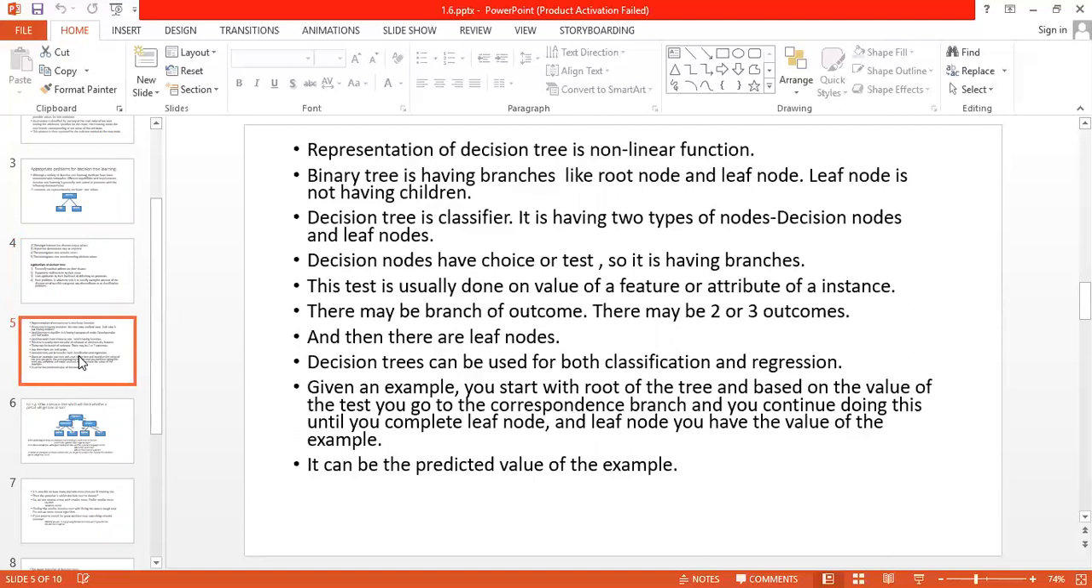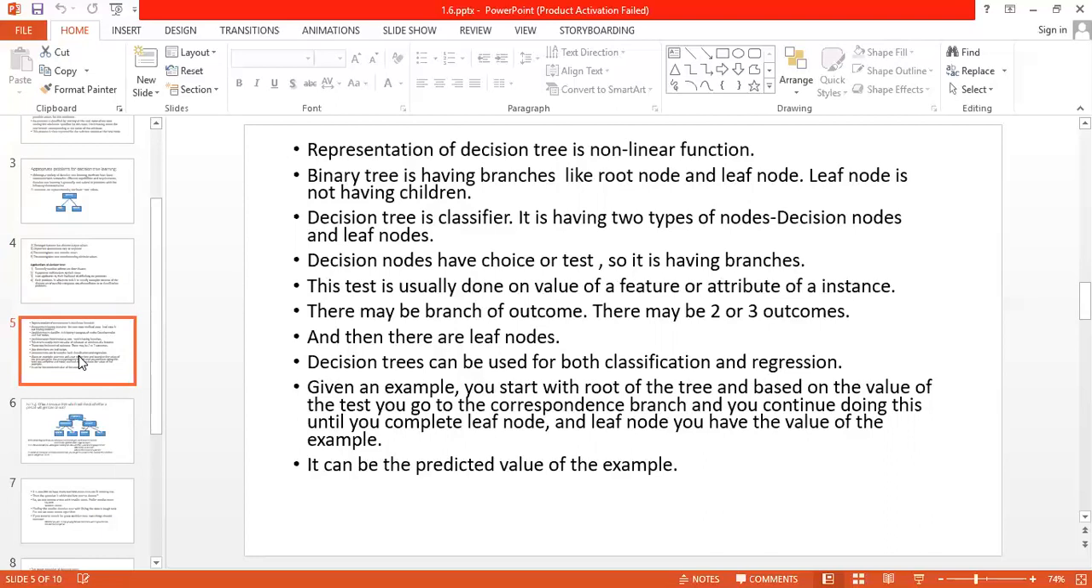Decision node have choice or test. So it is having branches. Means in decision node, you have to take some decision, or you might have some choices. Like if the person is employed and person is having good credit score, so he will be getting the loan. Now the decision is person, and the choices are there. The 2 choices are there, and depending on that the branches are there.